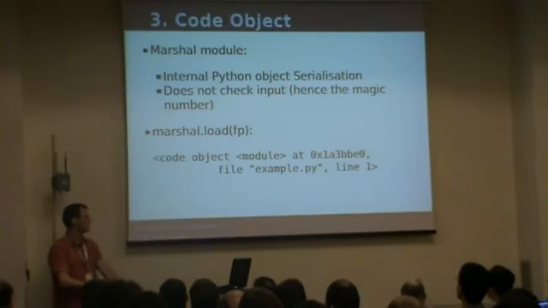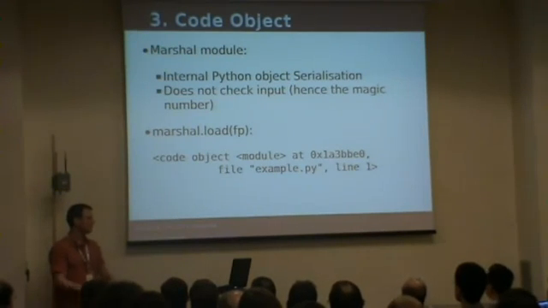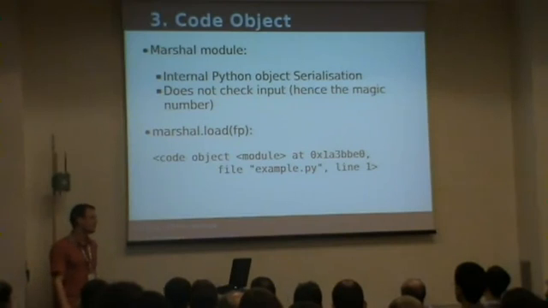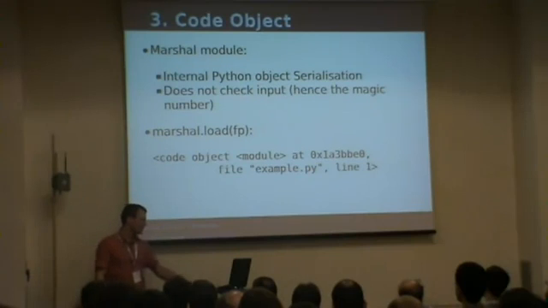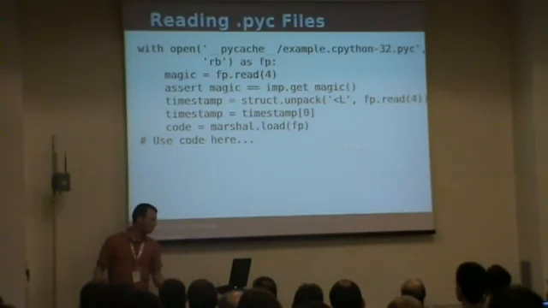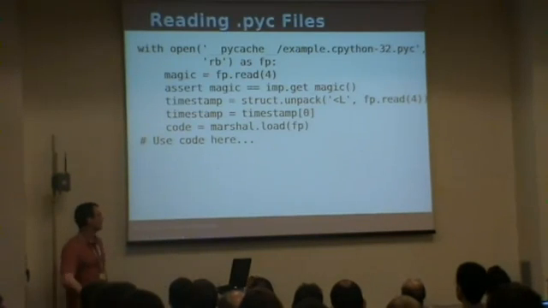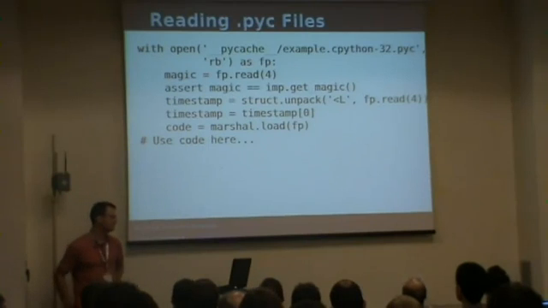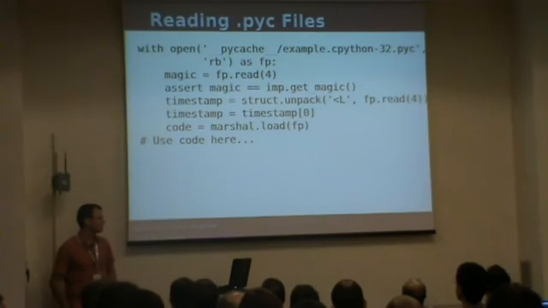And the API is very simple. You just call it with the file pointer that you've got open, and it will read the rest of the file until it gets to the end of the code object. It will return you the code object and leave the file pointer after the code object. So the entire process of reading a bytecode file is something along these lines.